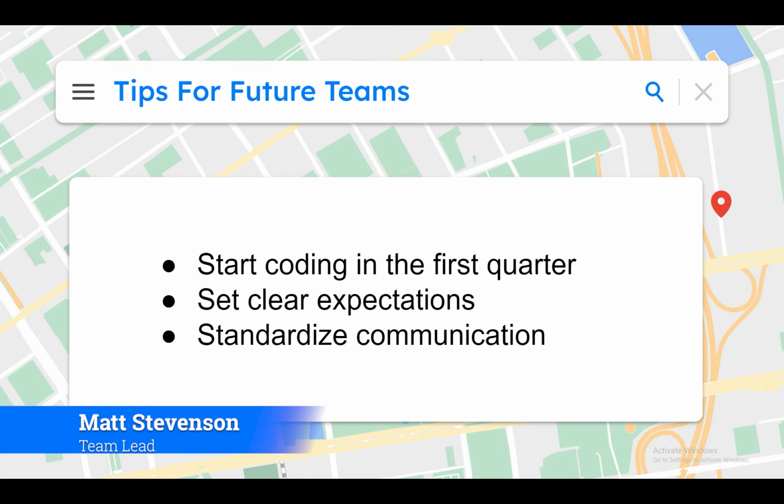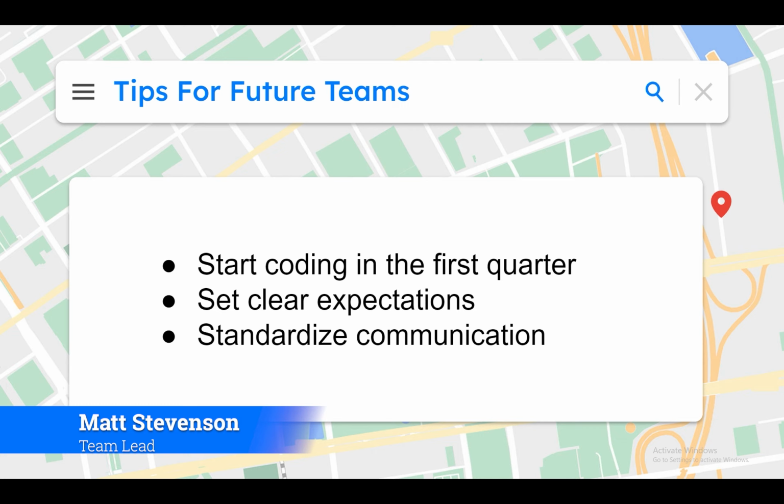Second, it's good to set clear expectations for both the team lead and the sponsor. Everyone should know what they're responsible for and who to talk to when they need help. Making roles and tasks clearly defined will help the project stay on track and help avoid any imbalances in responsibilities.